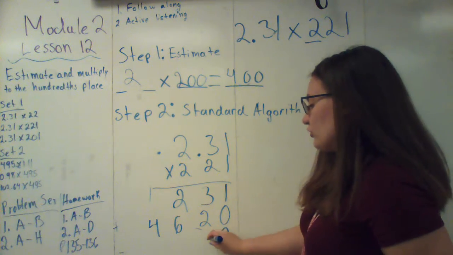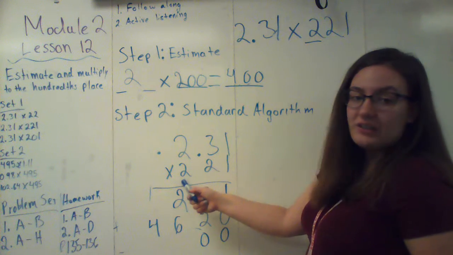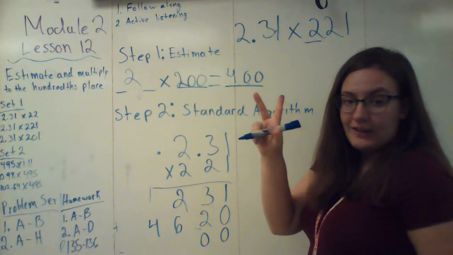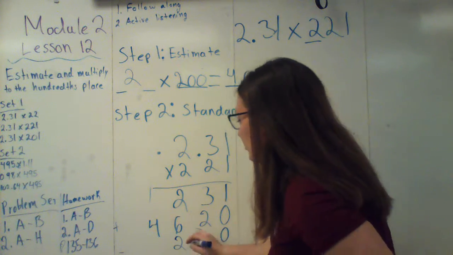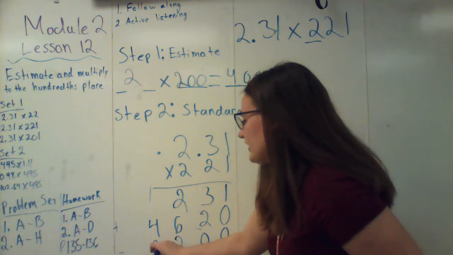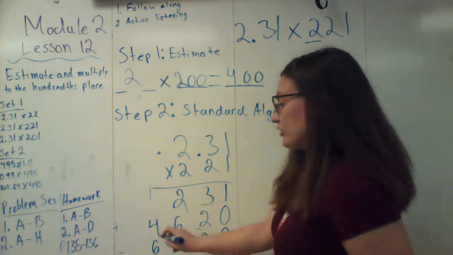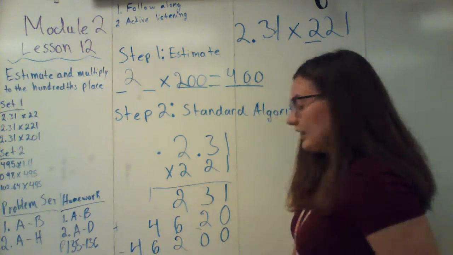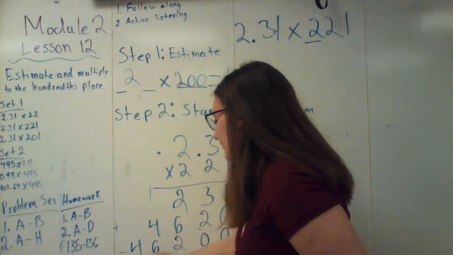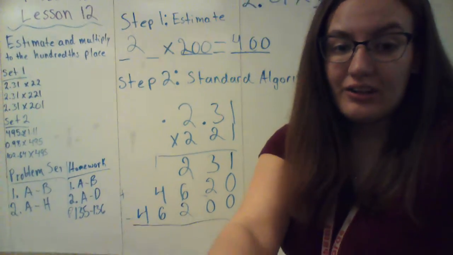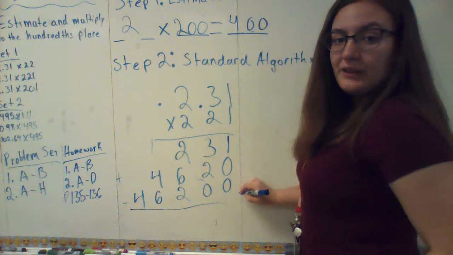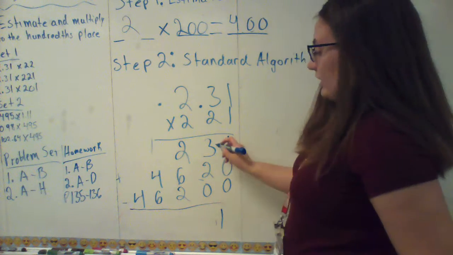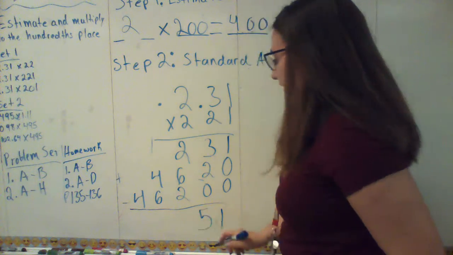Then I have to add 2 zeros because this number is in the hundreds place, and the hundreds place has 2 zeros. I do 2 times 1, which is 2. 2 times 3, which is 6. And 2 times 2, which is 4. I can now add everything up, and I'll move my camera down a little bit so you can see what this looks like. So I have 1 plus 0 plus 0, which is 1. 3 plus 2 is 5.